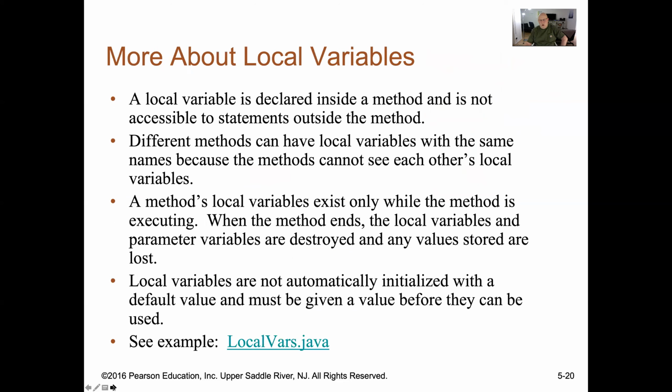This is a little bit more about local variables. A local variable is declared inside a method. It is not accessible to statements outside of the method. Different methods can have local variables. A method's local variables exist only while the method is executing. Local variables are not automatically initialized with a default value and must be given a value before they can be used.